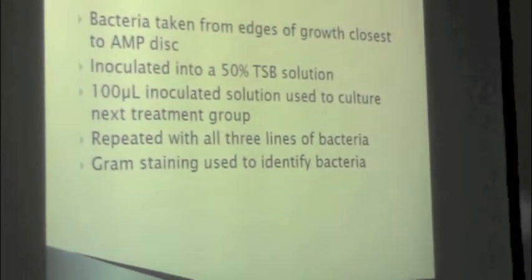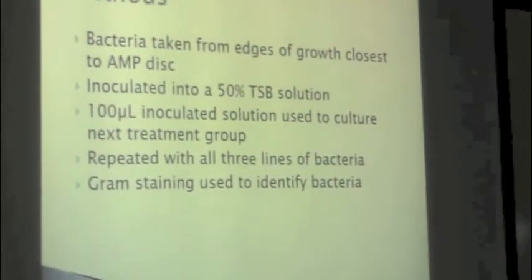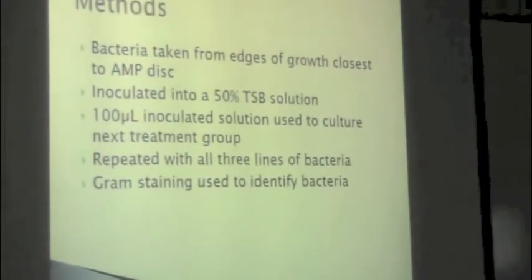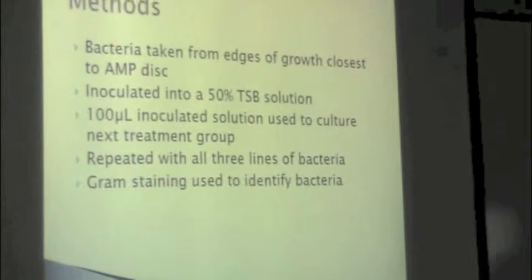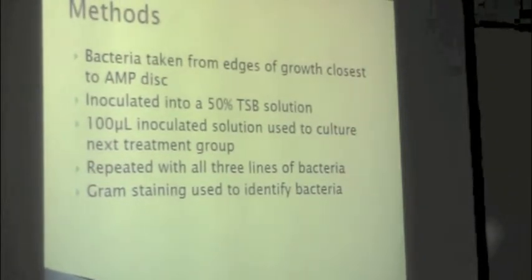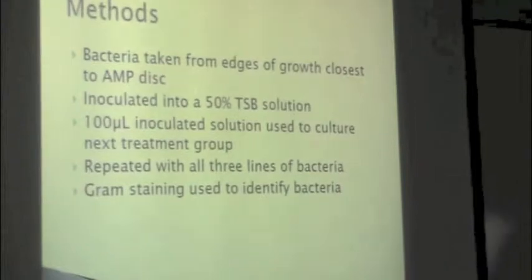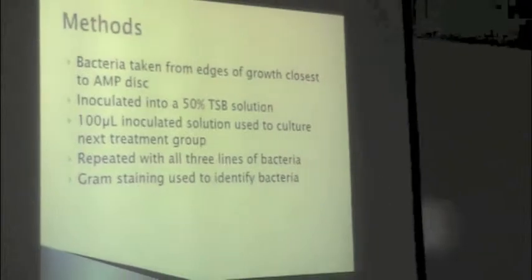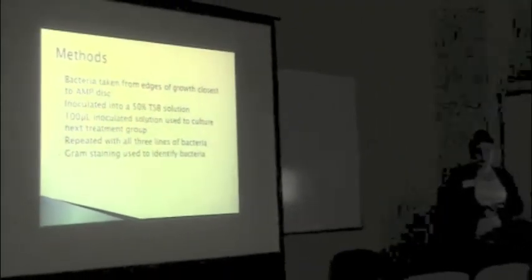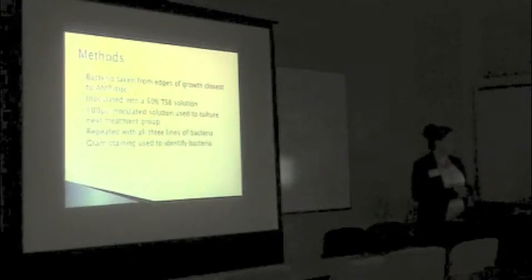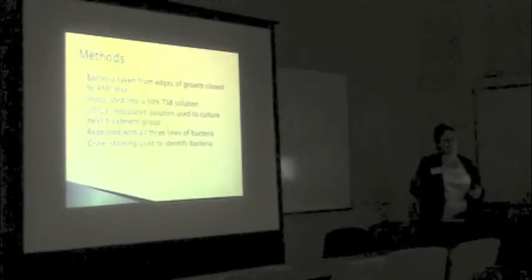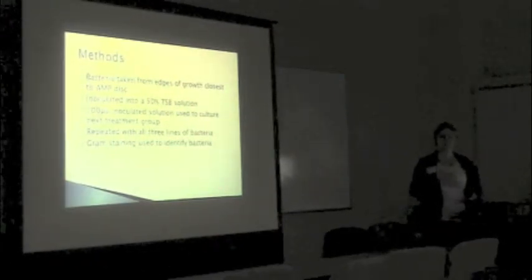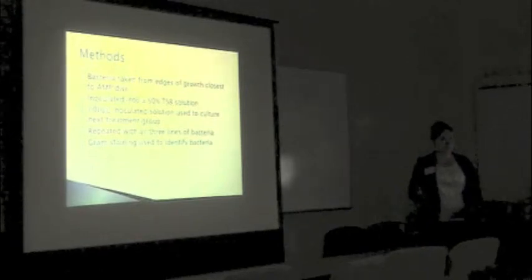Once I had taken all of my measurements, in order to create the next line, the next treatment of bacteria, I took the bacteria that grew closest to the plate. I inoculated those in a 50% tryptic soy broth solution, which is the same as the agar that I used, except it's a liquid media. I let those sit for a little minute, shook them up to make sure the cells were pretty evenly deposited, and then I took 100 microliters of that inoculated solution and put it on the tryptic soy agar to create my next treatment group.